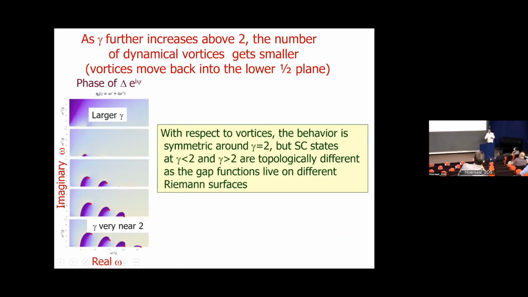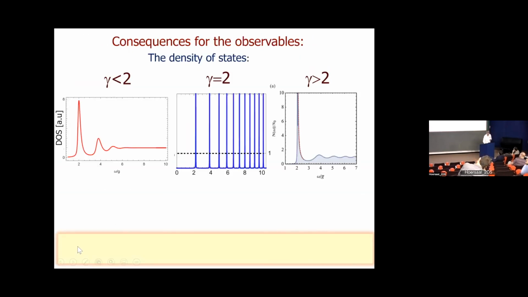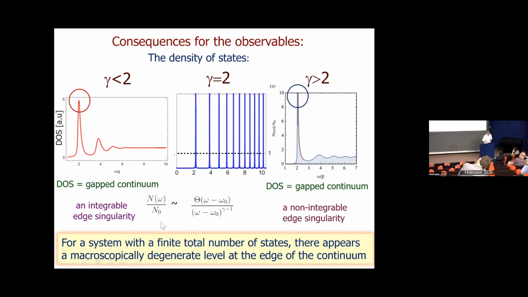When you go to a different Riemann surface, you find the situation goes back. The vortices start moving away from the real axis. And it looks like the situation really is almost symmetric with respect to the modulus of gamma minus 2. So the system becomes more and more normal. But look at the density of states. And this is really the last slide I want to show.